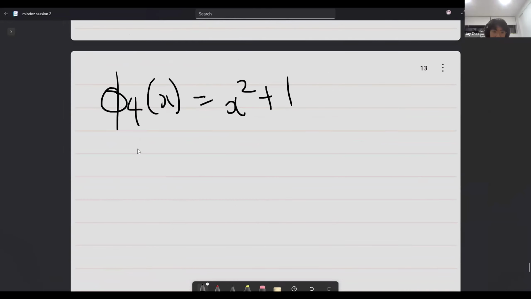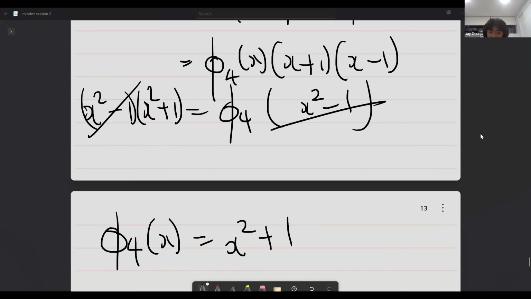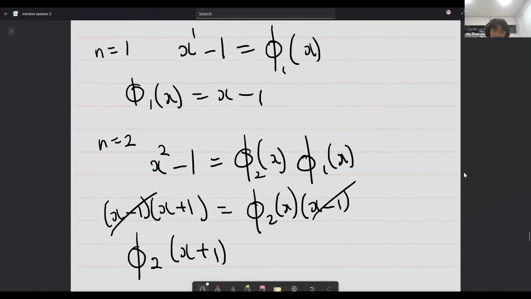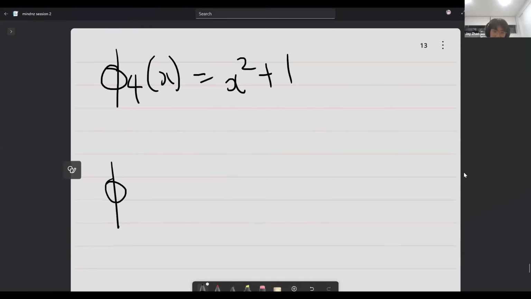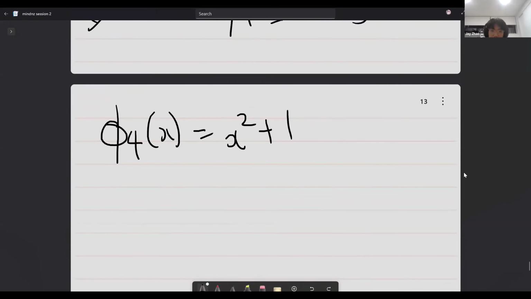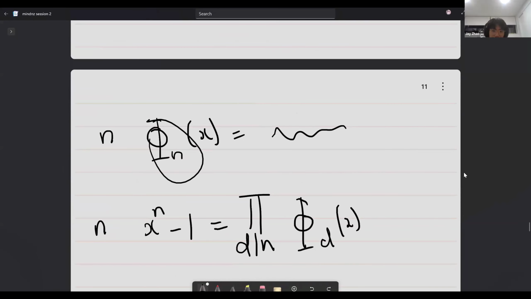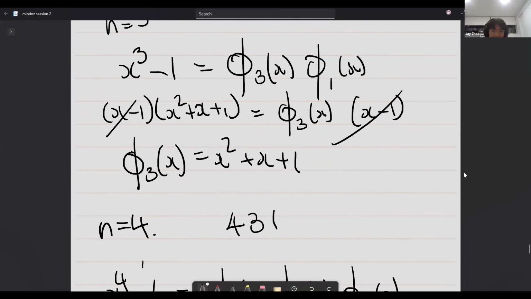And then we'll just do this one more time for n equals 5. Just in case you guys are a bit confused, when I write this, it means the nth cyclotomic polynomial. Up here I wrote something different, but this is just kind of annoying to write.